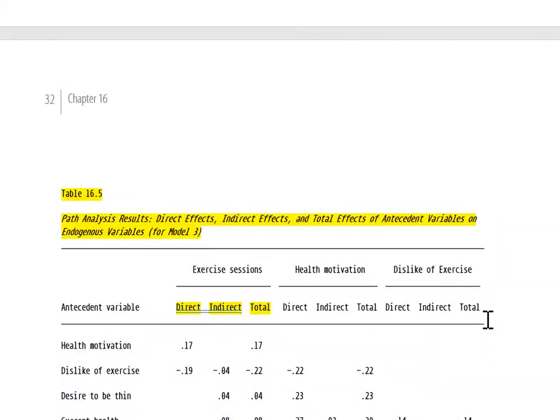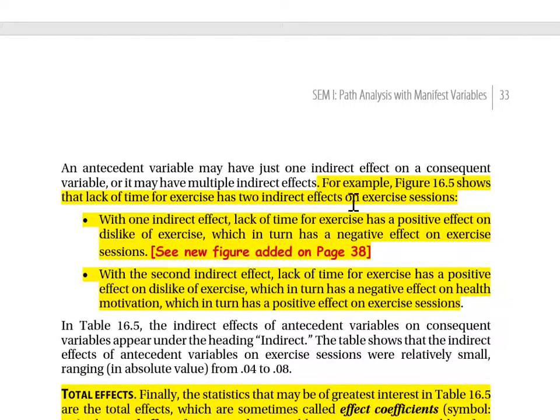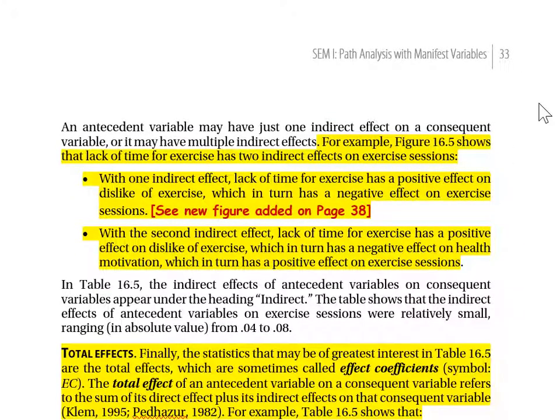Actually, let's read a little bit further before we go back to figure 16.5. Let's go to page 33, where I put into words what I'm about to refer to in a figure. For example, figure 16.5 shows that lack of time for exercise has two indirect effects on exercise sessions. First, with one indirect effect, lack of time for exercise has a positive effect on dislike of exercise, which in turn has a negative effect on exercise sessions.